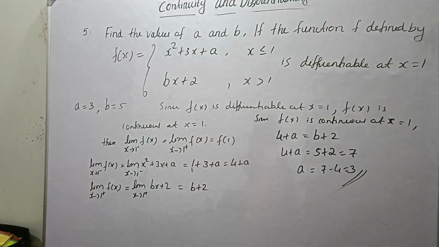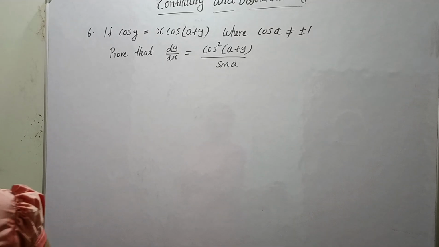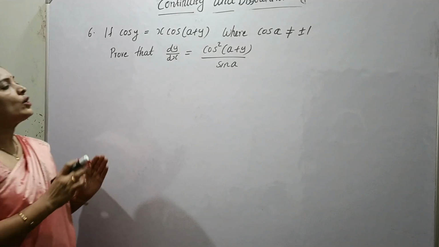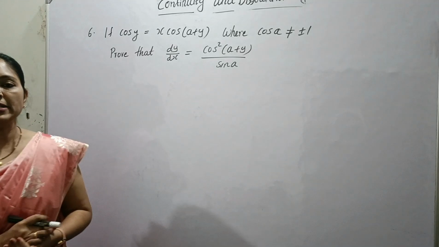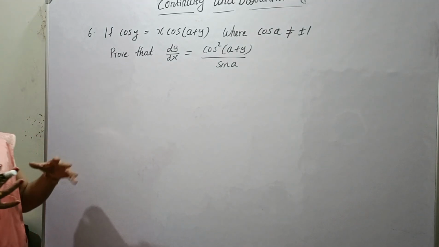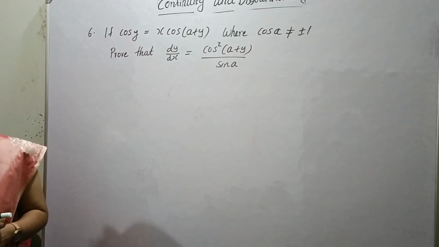Next question is, if cos y is equal to x into cos of a plus y, where cos a not equal to plus or minus 1, prove that dy by dx is equal to cos square of a plus y divided by sin a. Here we have to find dy by dx, right? So here given function, cos y is equal to x into cos of a plus y.